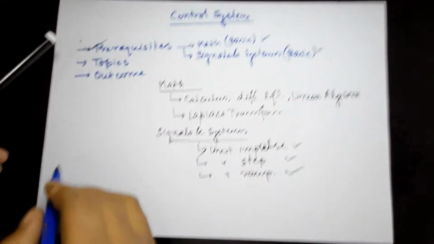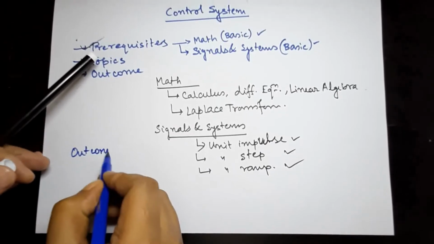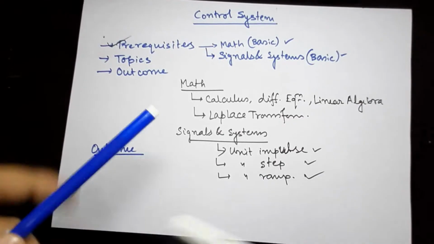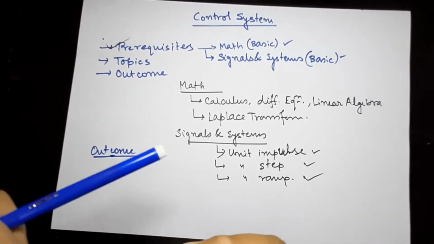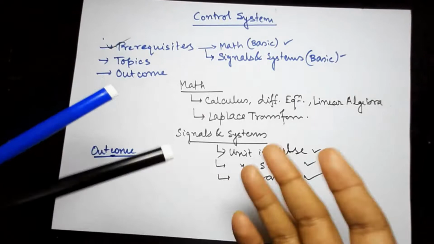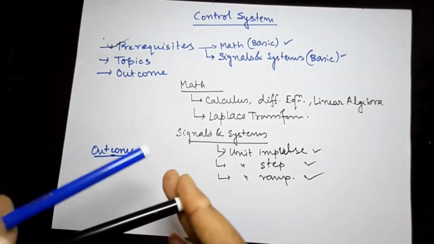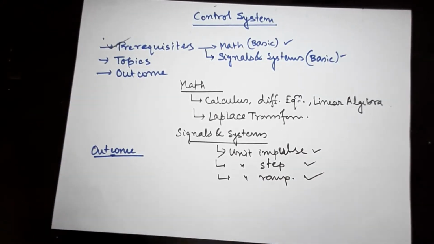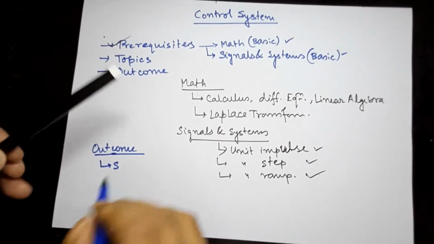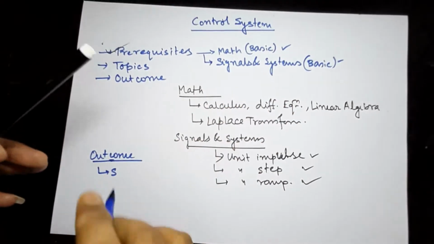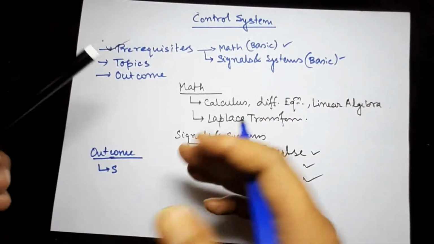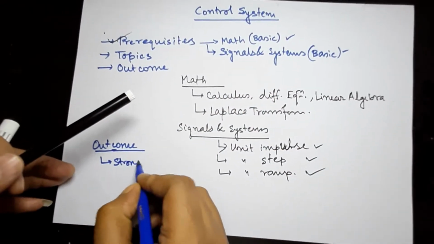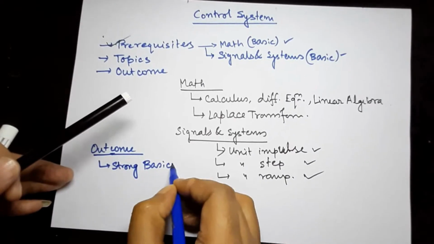Next comes outcome. What are the outcomes of this course? What can you expect after having this course? After having this course, you can take any advanced level course in control system, and I can assure you will not face any problem in the basics. It will strengthen your basics. If you have learned this control system subject, then you strengthen your basics further, and if you haven't learned control system, then you will develop strong basics from this subject.